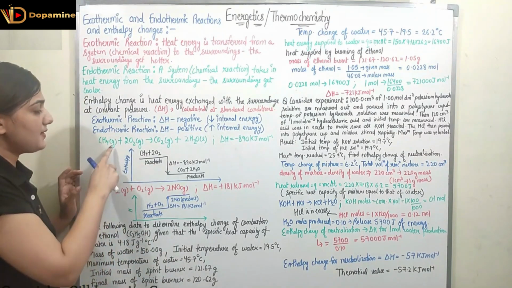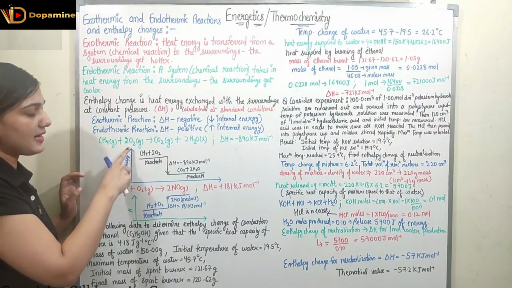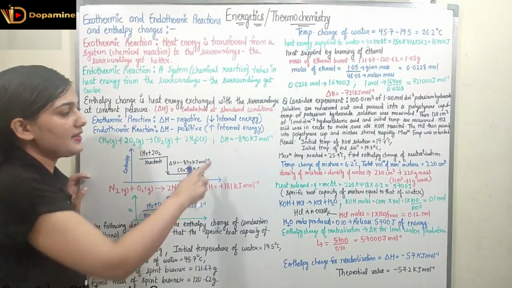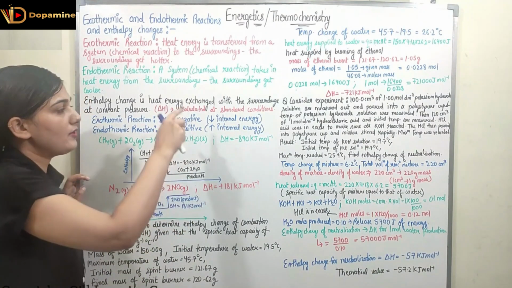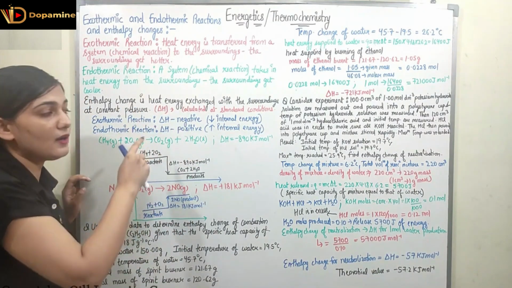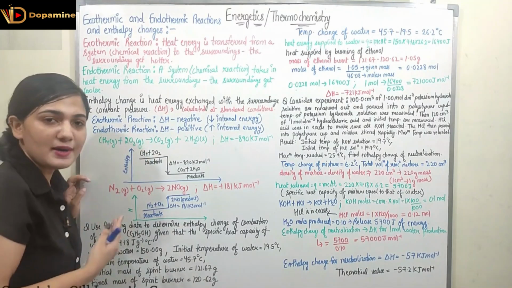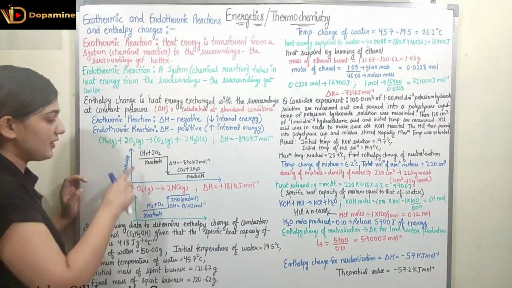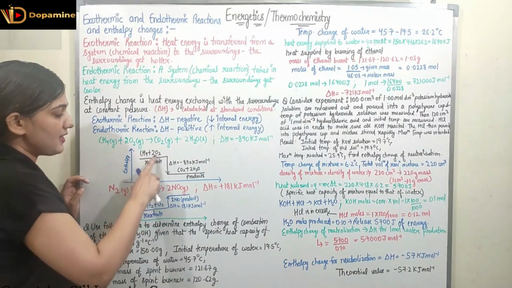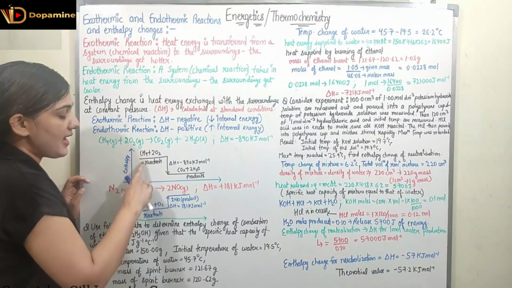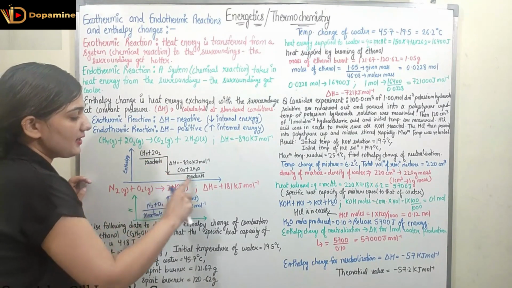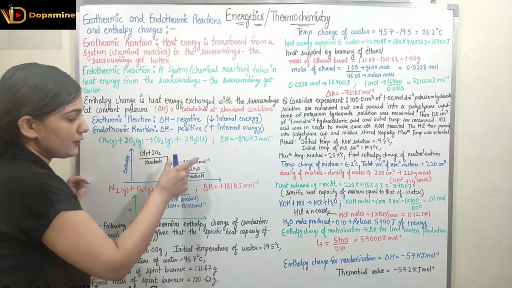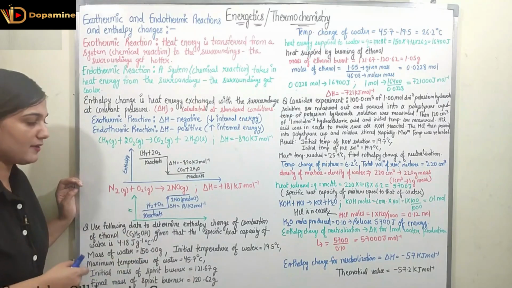For example, this is the first reaction where methane reacts with oxygen: CH4 plus 2O2 gives CO2 plus 2H2O. Here the enthalpy change is negative, which means we have an exothermic reaction. Whenever we burn methane in the presence of oxygen, we get heat energy released into the surroundings. In this diagram, these are the reactants, delta H is negative, and these are the products. So the products will be at a lower enthalpy value. Delta H is minus 80 kilojoules per mole, right?